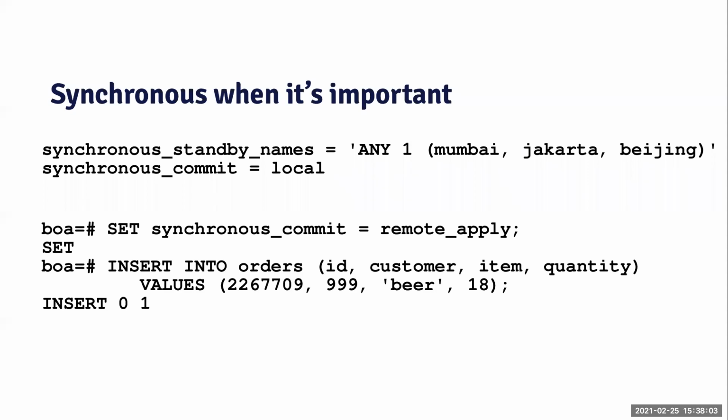Then what I'm going to do is, this is a festival, so I'm going to have a table for orders. I'm going to insert into orders ID, customer, item, and quantity. So the ID is 2,267,709, which is the telephone number of Douglas Adams when he was writing the Hitchhiker's Guide to the Galaxy. You have here the customer ID, and he's ordering beer, and he's ordering 18 beers.